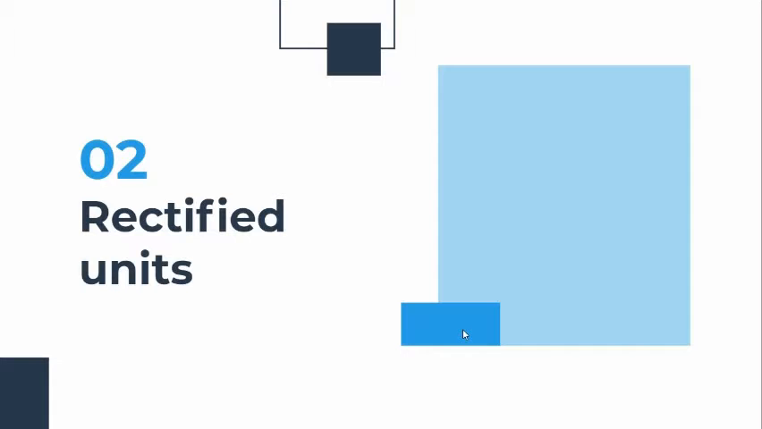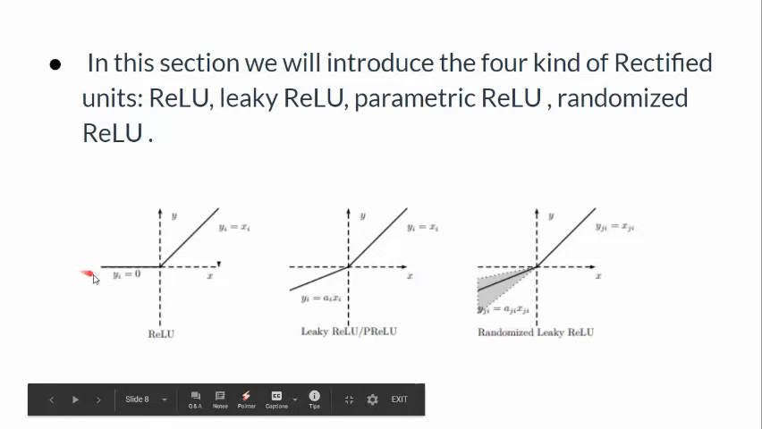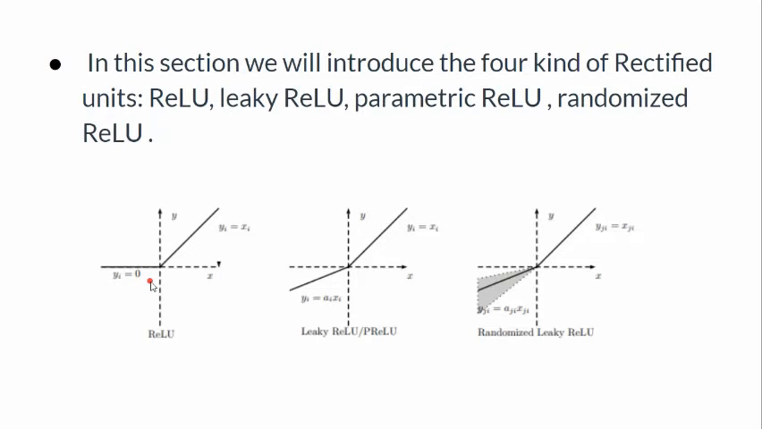Moving on to the second part, rectified units. In this section, we will be introduced to the four kinds of rectified units. First is ReLU, second is leaky ReLU, third is parametric ReLU, and the fourth one is randomized ReLU. For the very first, on the far left, that is ReLU, as you can see, the input is given as xi and the output is yi.